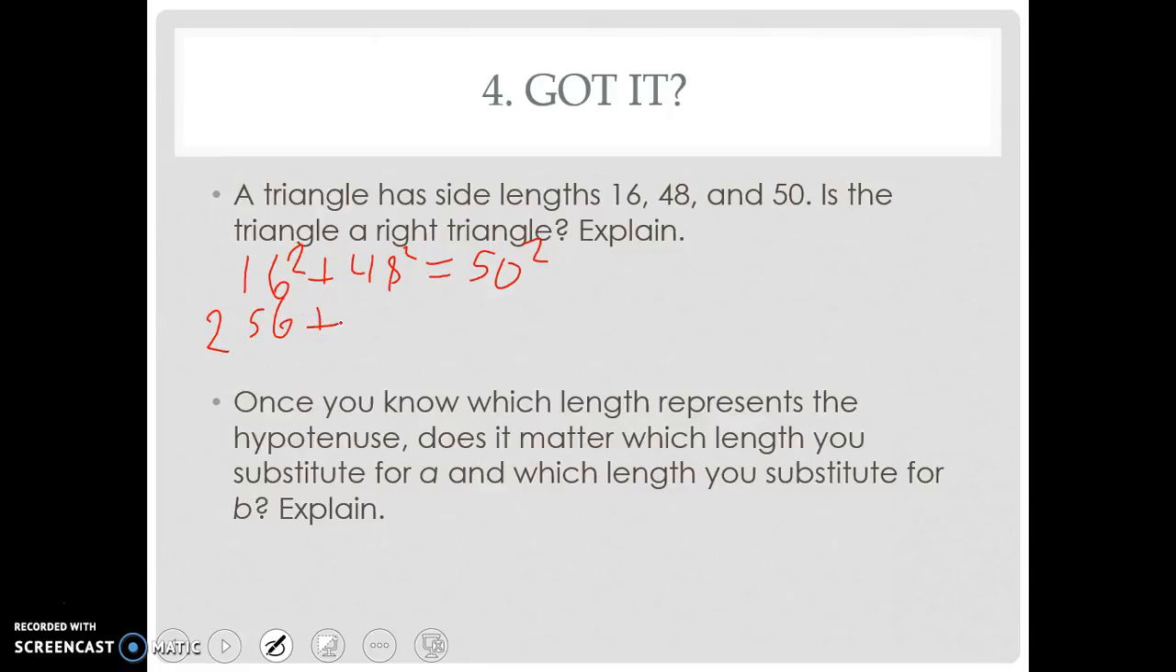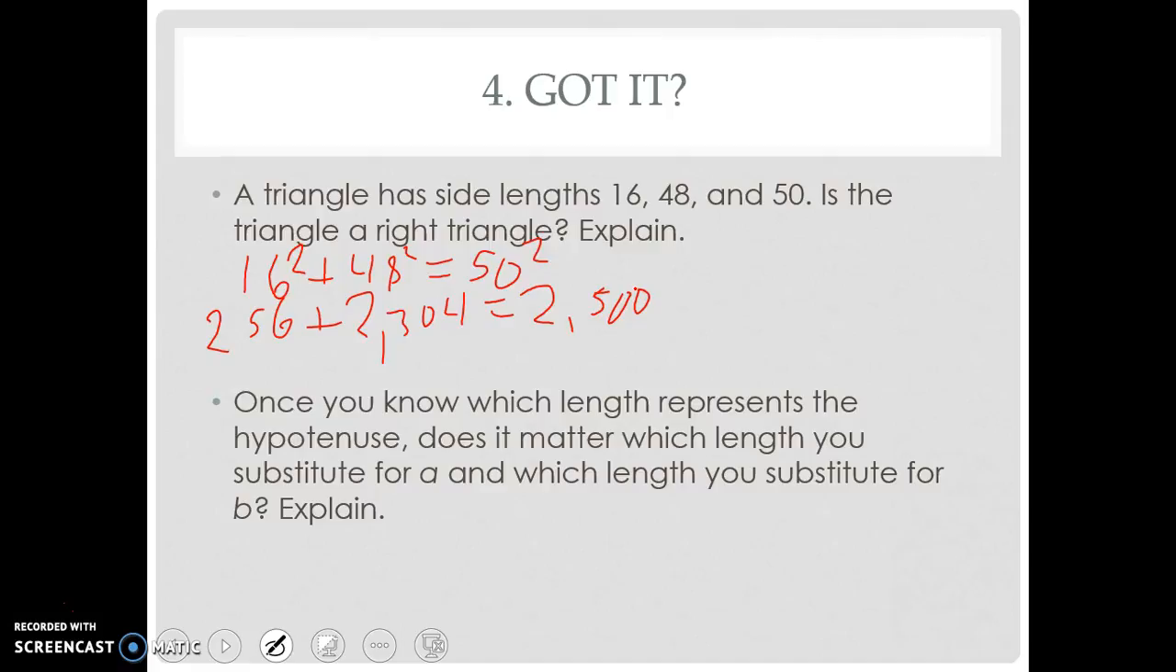48 squared is 2,304, and then 50 squared is 2,500, and 2,304 plus 256 equals 2,560. Did I do that right?